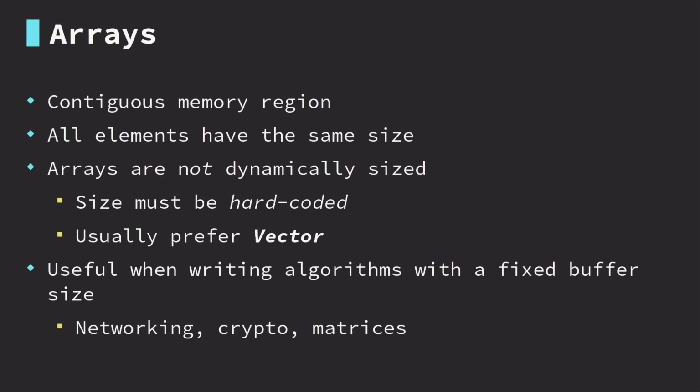Arrays represent a contiguous memory region. All elements of an array must be the same size, which means they all need to be the same type. Arrays are not dynamically sized, and their size is hard-coded in your program. In most cases, you will probably want to use a vector instead of an array. However, arrays are useful when working with networking protocols, crypto algorithms, and matrices.